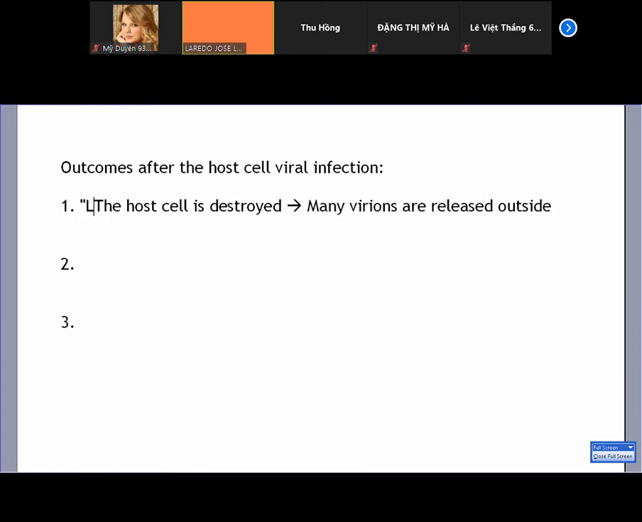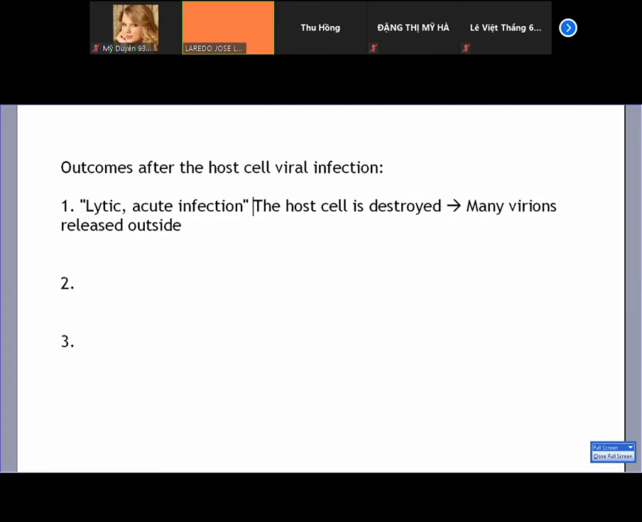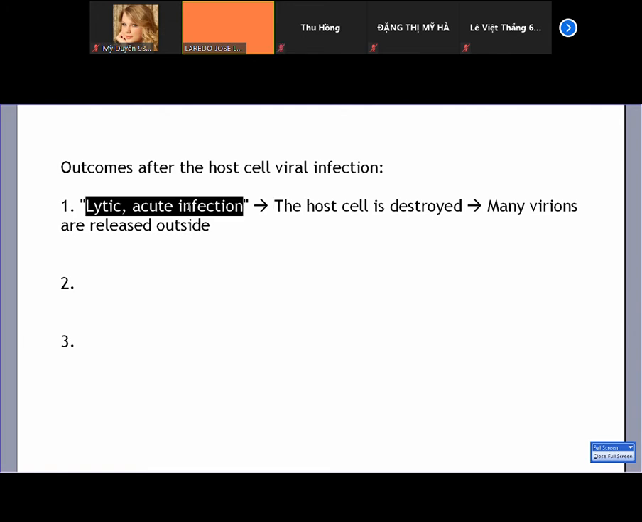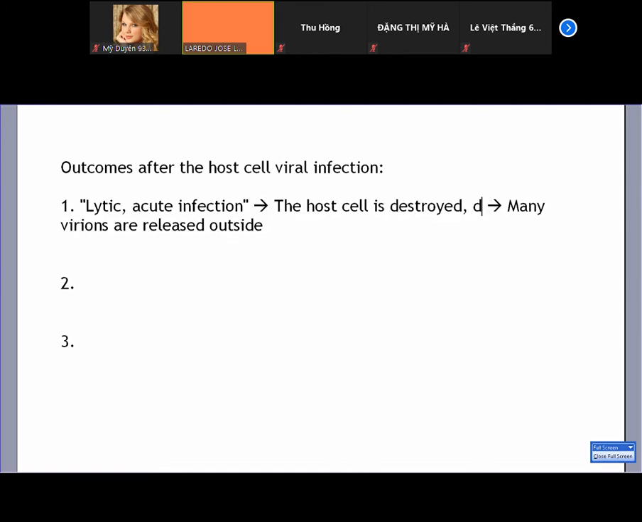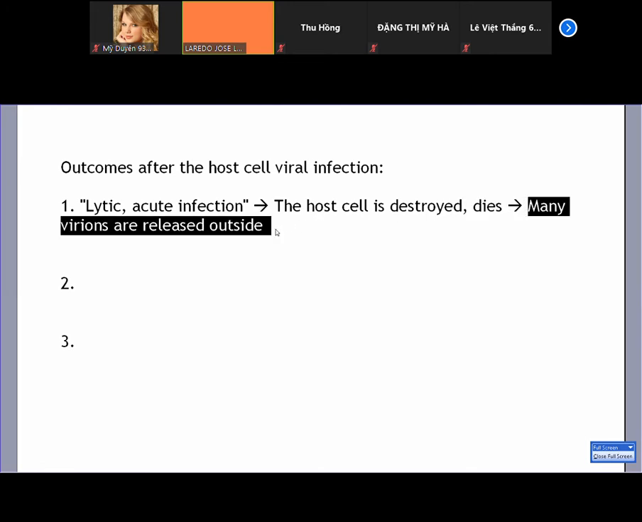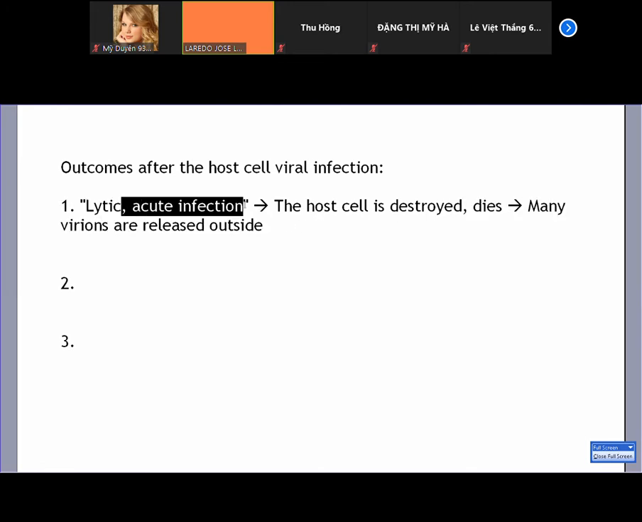This is called lytic acute infection. So after a lytic acute infection, the host cell is destroyed. The host cell dies, and many virions are released outside. This is a lytic acute infection. However, sometimes the host cell is not destroyed. The host cell does not die. This is called persistent infection. Persistent viral infection.